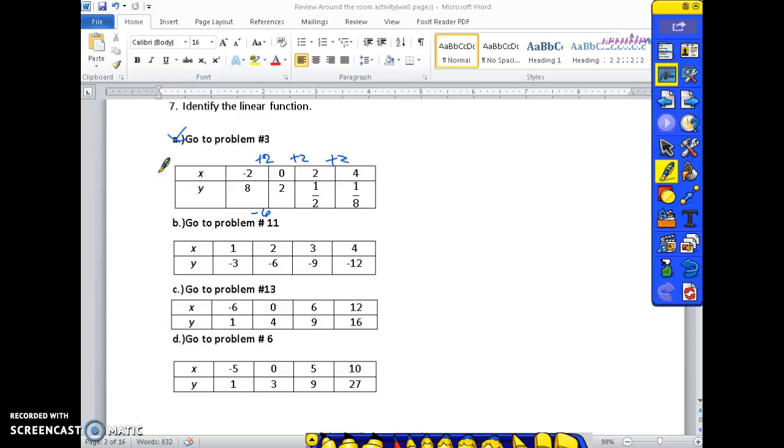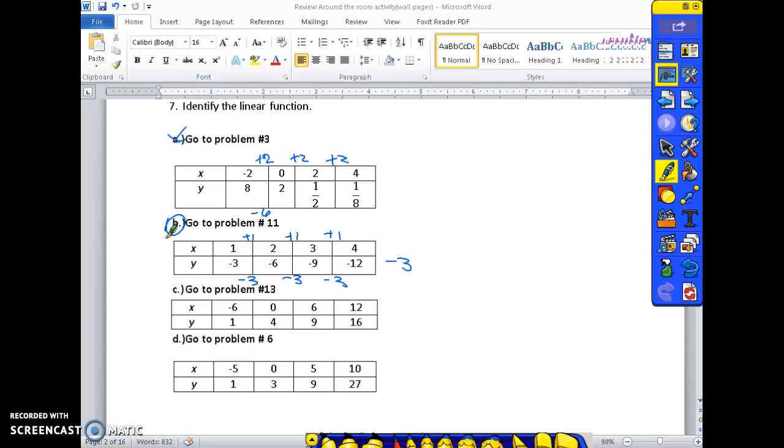For letter B, to go from 1 to 2, I add 1. 2 to 3, add 1. 3 to 4, add 1. Negative 3 minus 3 is negative 6. Negative 6 minus 3 is negative 9. Negative 9 minus 3 is negative 12. So the rate of change is negative 3. That is a linear function.